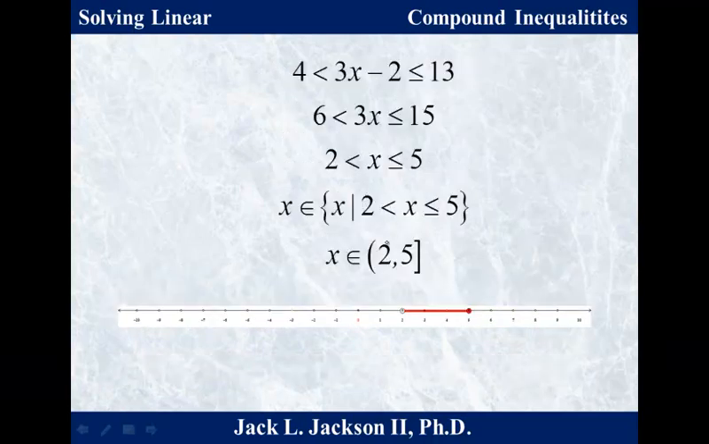So if you have a compound inequality like this, 4 is less than 3x minus 2 is less than or equal to 13. Remember, this is like an "and," but you can solve these without separating it back out. What we can do is add 2 to all three sides of this, because there are three parts to this, and that will get us to 3x in the middle, and add 2 to the other parts as well, so that gives us 6 on the left.